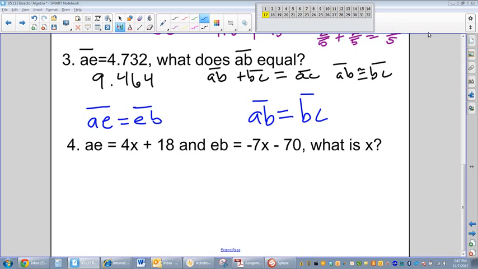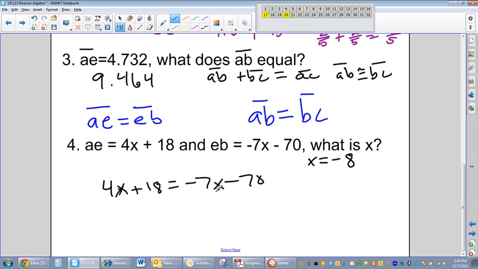Alright, this will be round 1. Only 1 person. Peter, what do you have? X equals -8? Can you walk us through what you set up? Let's stop right there. How were you able to do that?